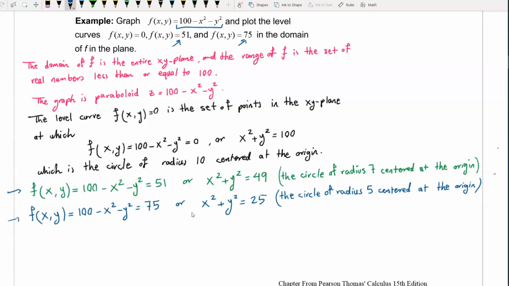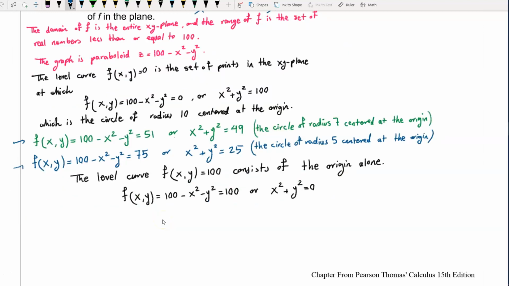And do the same thing on this part: f of x, y equal to 100 minus x squared minus y squared, but in this case we have this equal to 75, or x squared plus y squared equal to 25. So here we have 100 minus 75, which is 25, and 25 is 5 squared, so the radius is 5, and the center, based on what we have here, is 0, 0. So here we have the circle of radius 5 centered at the origin.